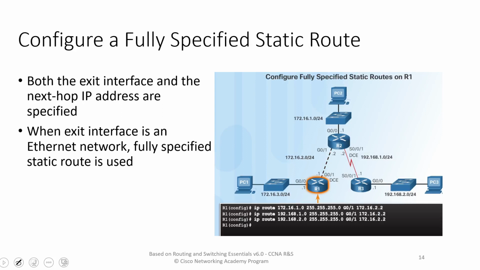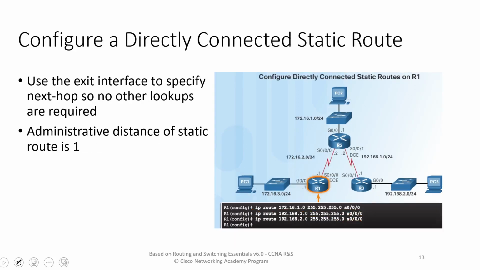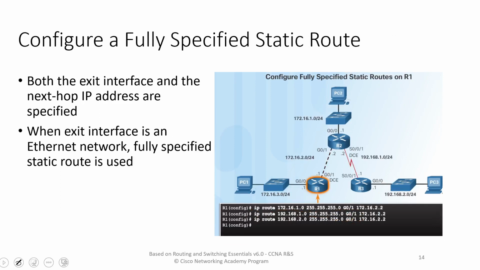Then what we can call a fully specified static route is basically the combination of next hop static route and directly connected static route. If we do both of those things together, that becomes the fully specified static route. So here we specify IP route, the network and the subnet mask. We specify the exit interface and also the IP address for the router. So if we do both of those, that becomes a fully specified static route.